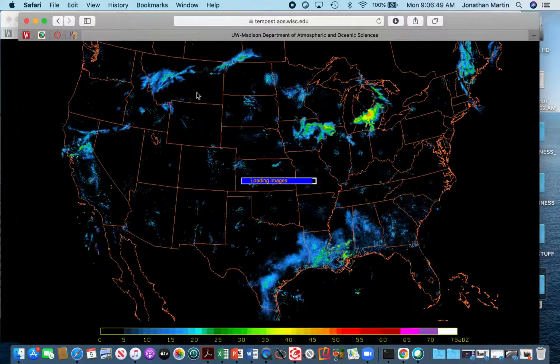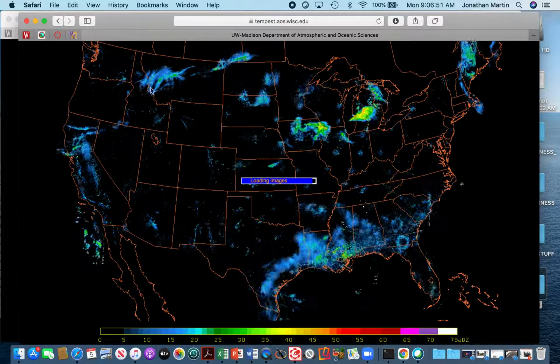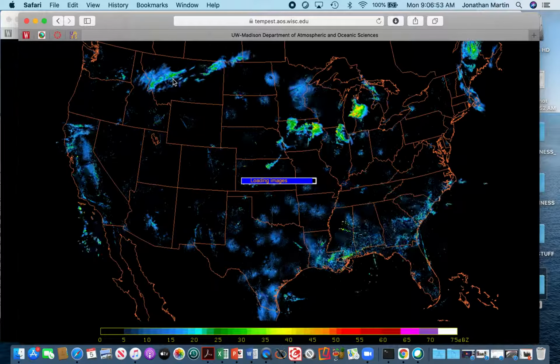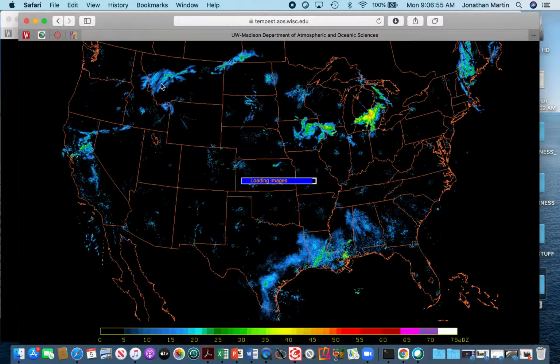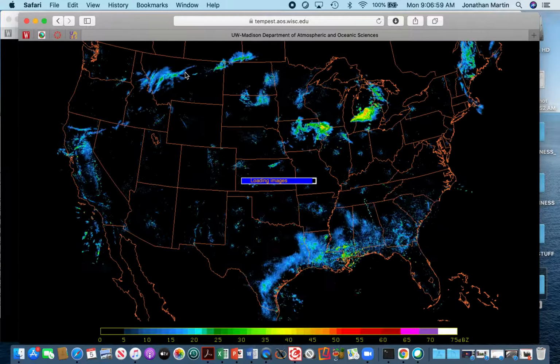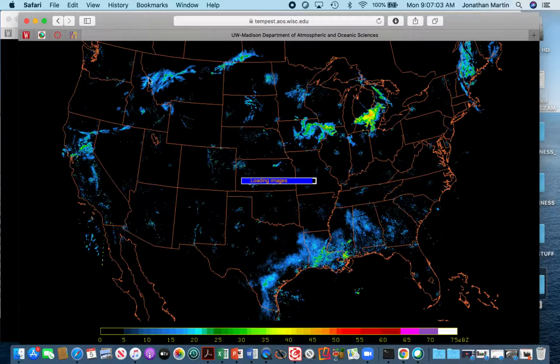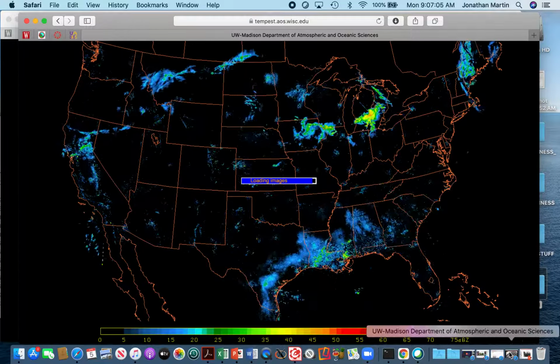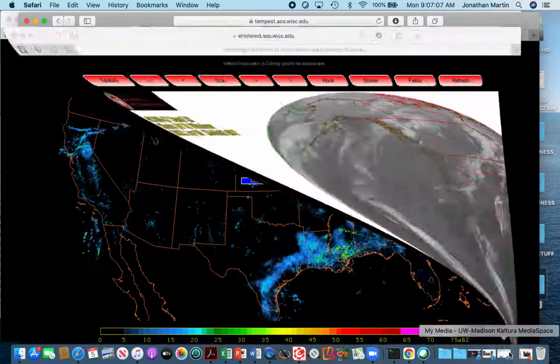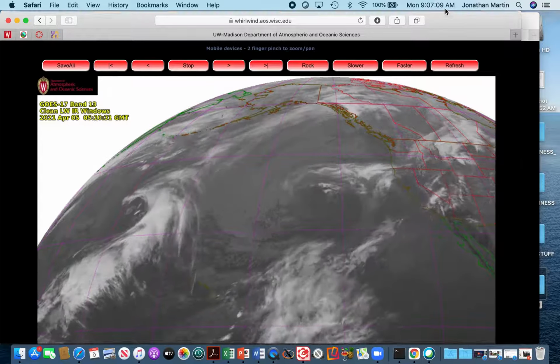And then here's the only place where it seems to be precipitating in that whole region in the Intermountain West, right there in central Montana, which is probably the region that's getting the most intense positive vorticity advection from that upper level trough that we talked about. So it's really nice. Even on the radar, you can see all of these features reflected in one way or another. And then here is the West Coast satellite image.